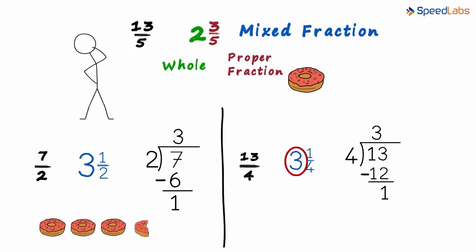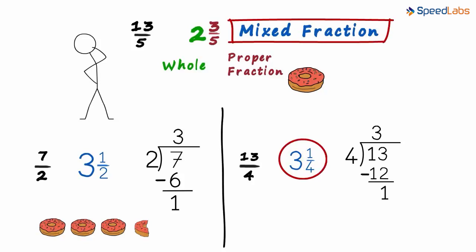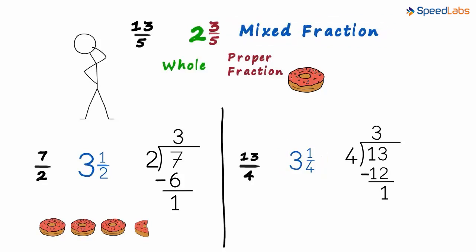Remember, 3 is the whole part and 1/4 is called the fractional part, a mix of 2 parts. Hence, it's called a mixed fraction. By looking at this mixed fraction, you can say that 13/4 equals a value which is slightly more than 3.